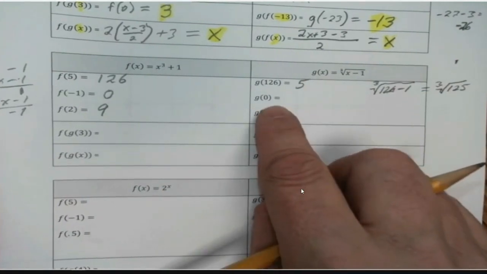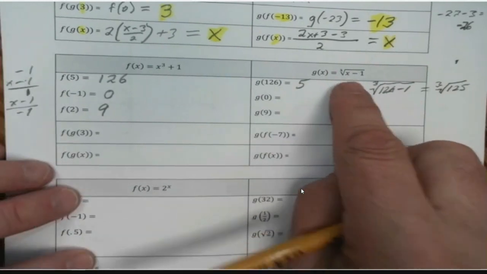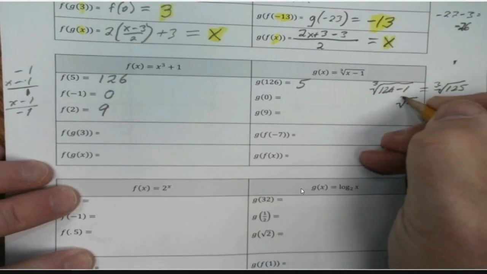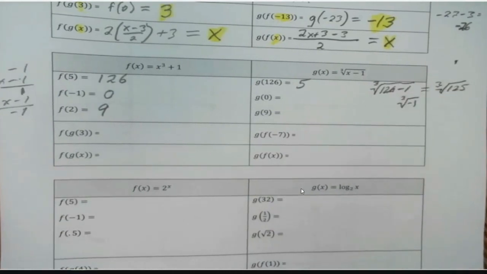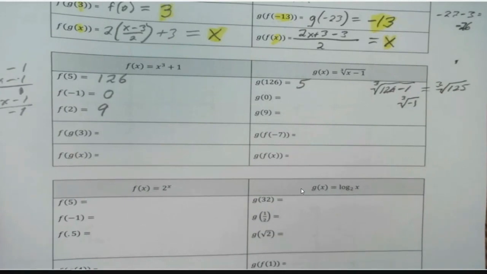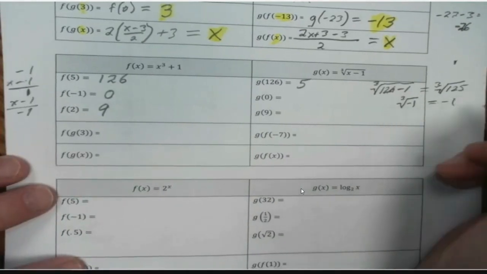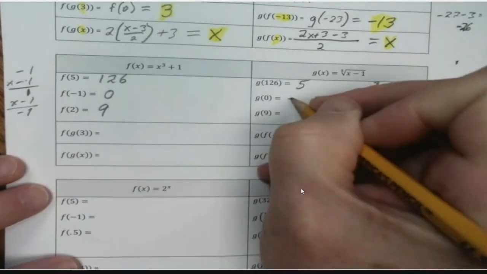How about g of 0? So 0 minus 1, it is the cubed root of negative 1. Now, the square root of negative 1 does not exist. But the cubed root does exist. We can multiply something by itself 3 times and get a negative number, as long as it's a negative number to start with. A negative times a negative times a negative is a negative. So the cubed root of negative 1 equals negative 1.